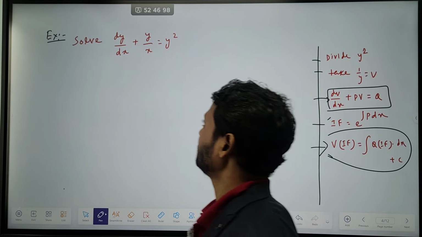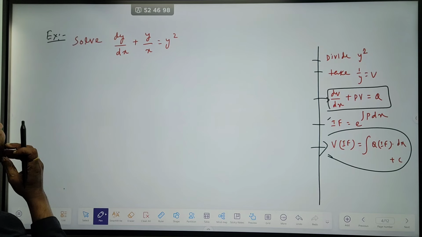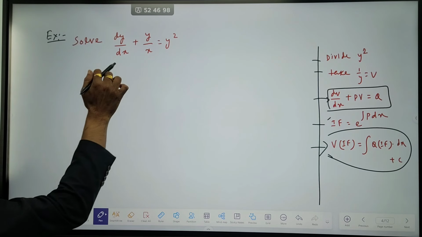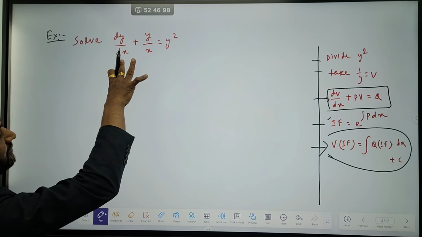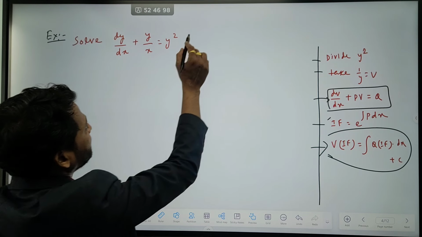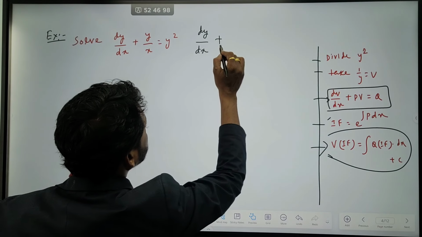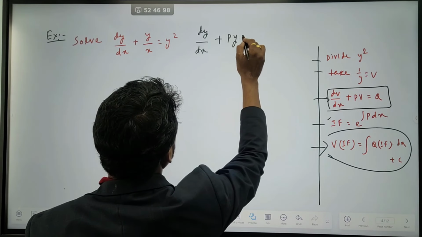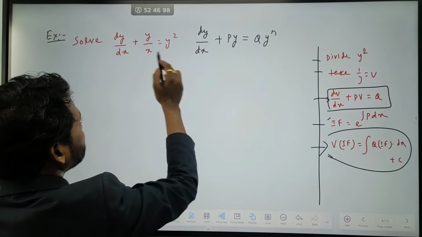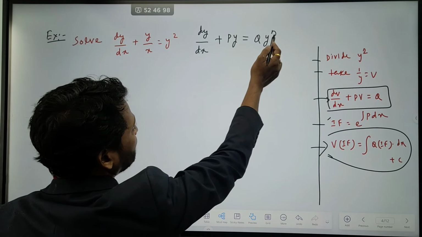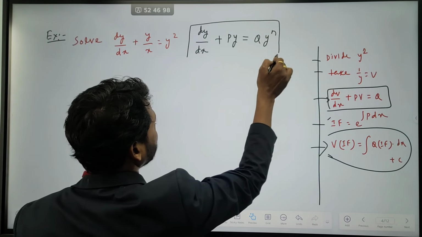ये क्वेश्चन देखो, dy by dx plus y by x is equal to y square. We'll get the solution of this equation. So पहले तो चेक करो ये कौन सा इक्वेशन है, it is a Bernoulli's differential equation. क्यों, the standard form of Bernoulli's differential equation is dy by dx plus py is equal to q y to the power n. Understood? So p is here 1 by x and n is 2 and q is 1.